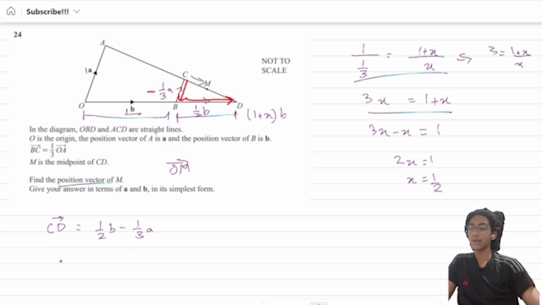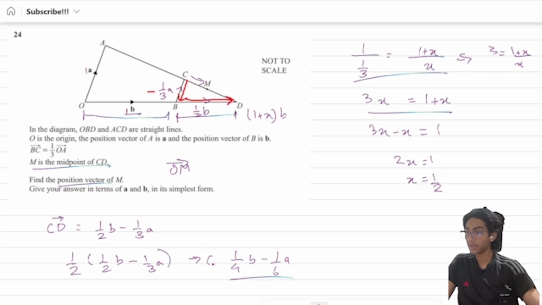If you didn't understand that, I would suggest you go ahead and try to focus on vectors. Watch a video on that or watch my video on that. It would be very helpful for you. Okay, now what we need to do is find CM. To do that, it says over here M is the midpoint of CD. So what we need to do is just half CD, which would give us this. So what you would get over here is 1 over 4b minus 1 over 6a, and that is your answer for CM.